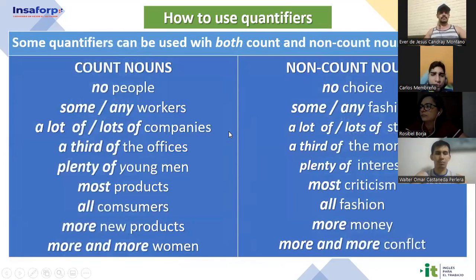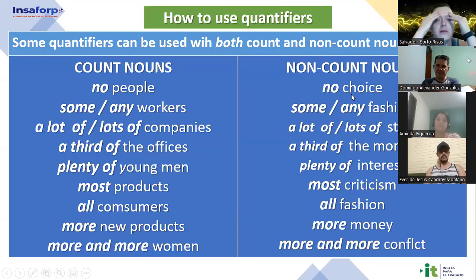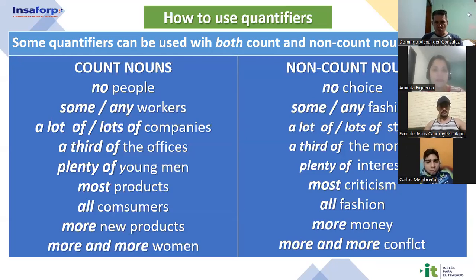Continue, let's continue. So, some quantifiers can be used with both count and non-count nouns, okay? Algunos quantifiers podemos usarlos en ambos. Sean contables o no contables, we can use in both. For example, no. No hay ninguna persona, no people, right? No choice, no hay opción, you know? Option, no choice. No water, you can say, no hay agua, no water, right? Bueno, en mi casa hay un montón de agua porque está lloviendo. No oil, you know? Some and any, for both. Some workers, any workers, some fashion, some coffee, any coffee, okay?